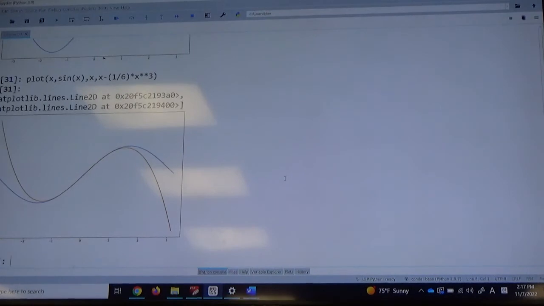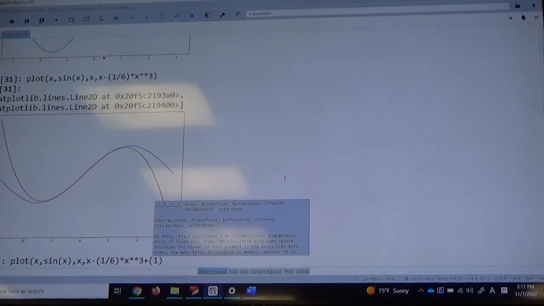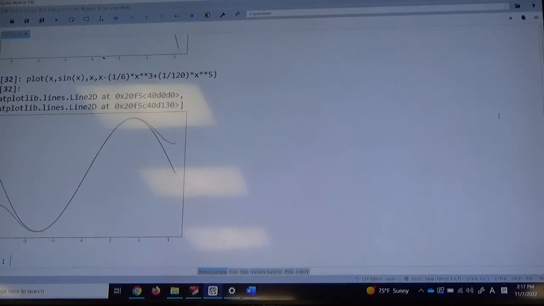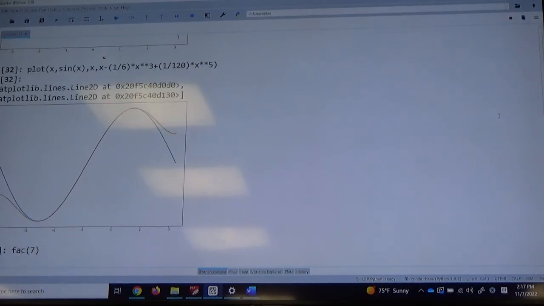Now, if you add more to the end, then it's going to be better. So what's the next one? It's 1 over 5 factorial, which is 120, right? So 1 over 120 times x to what power? Fifth power, right? Ah, it's better now, right? It agrees more.